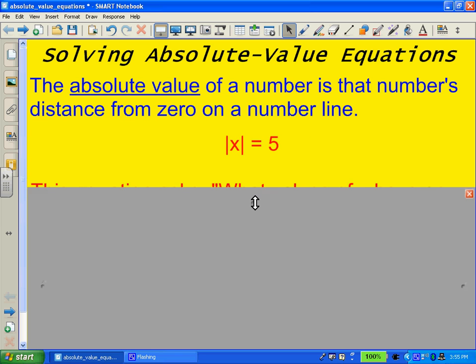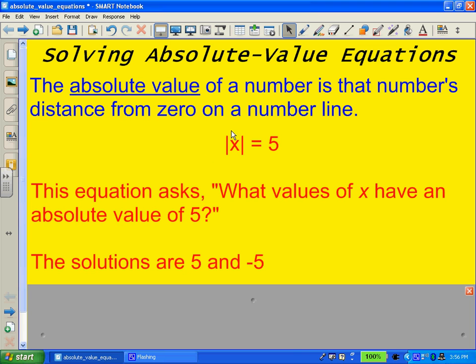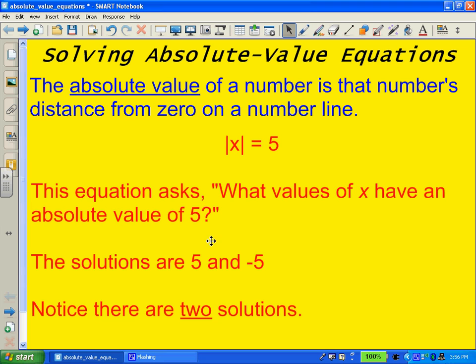Now, important thing to know is that when we see absolute value, this equation is asking what values of x have an absolute value of 5. So what numbers could I put in the absolute value sign and get 5 out? Hopefully you're saying to me right now 5 and -5, because the absolute value of 5 is 5, and the absolute value of -5 is 5. So absolute value equations, for the most part, are going to have two solutions.